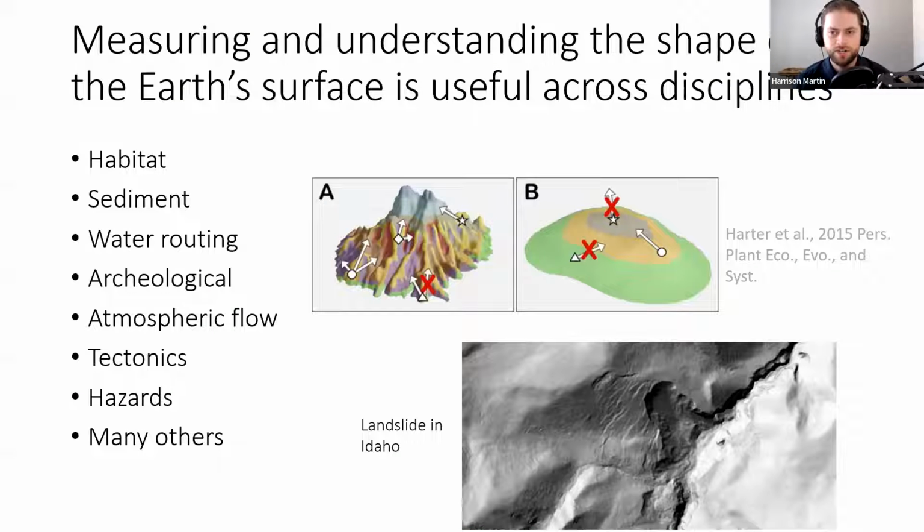But why do we want to understand the shape of the surface of the Earth? I often use the word topography here. Topography could just be the shape, but I like to think of it as the elevation. It's the z-axis, right? For every spot on Earth, how high is it? And it's useful across disciplines, from habitat modeling, where you have ecological niches at different elevations, to tracking how sediment and water move through the landscape, or predicting ancient deposits. There are archaeological implications, atmospheric ones through deflecting weather systems, and of course tectonics and hazards, and many more.